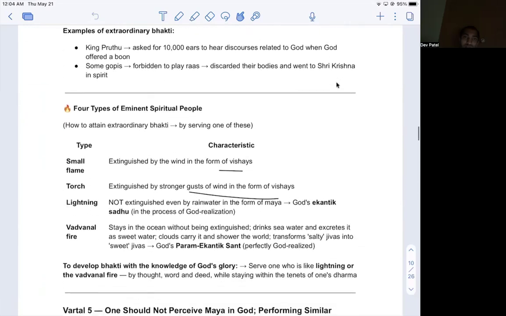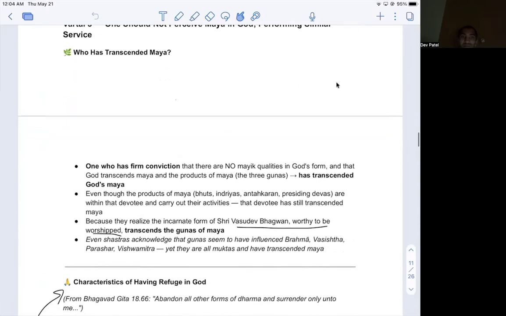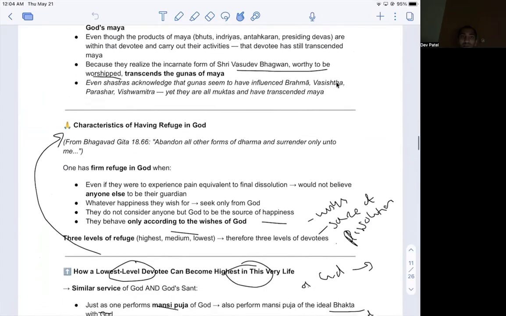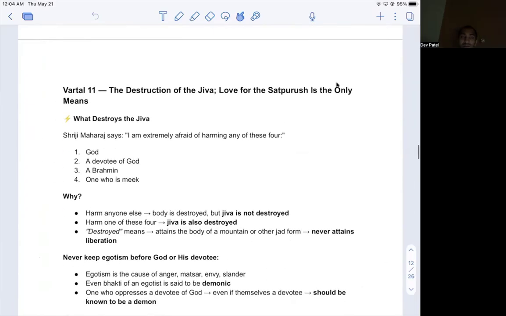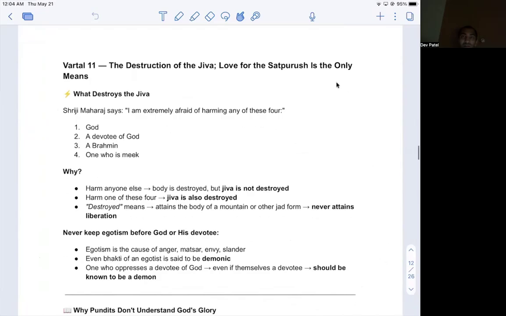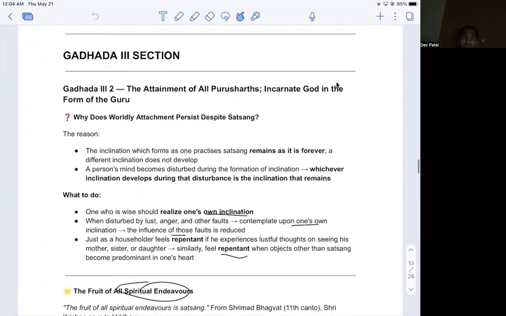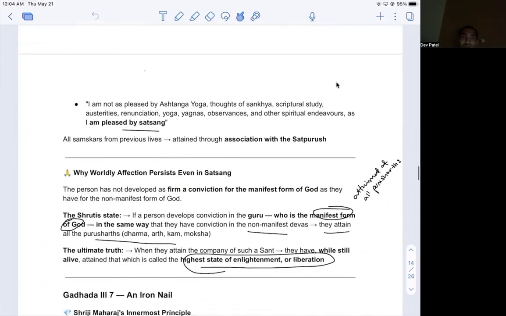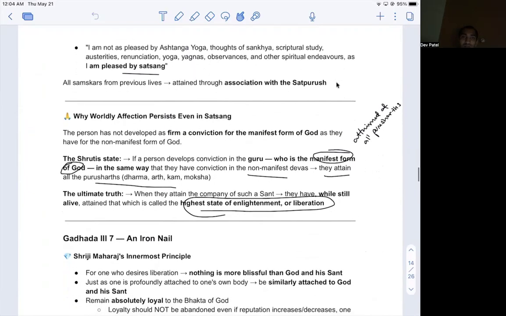Then we have examples of these four types. Not perceived Maya, similar service. Transcendent Maya, who can be considered to have transcendent Maya from conviction. Lowest can become highest. Destruction of Jeev. Afraid of harming these four. Paradox and resolution. 3-2: attainment of all Purusharths when you realize the manifest form of God, the same way as conviction for non-manifest devs. And attain company of the Sant, the highest state of enlightenment.